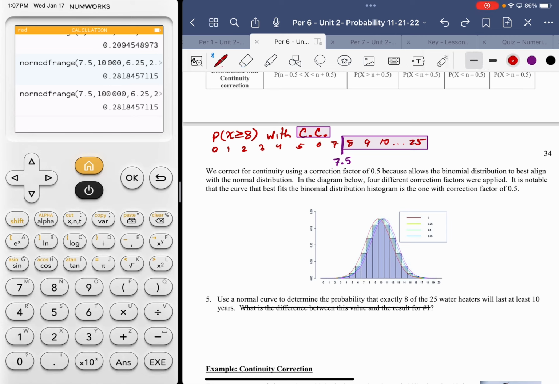Let's see how the clock is going here. Period 6, 150. Okay.